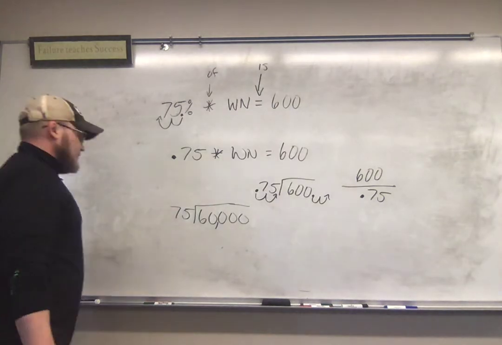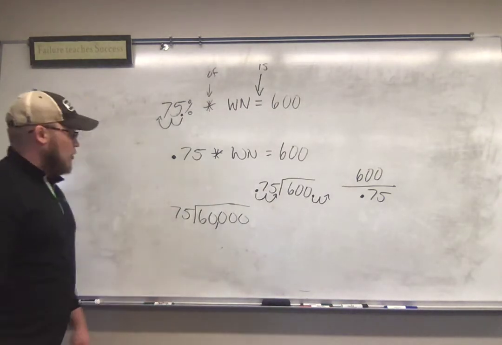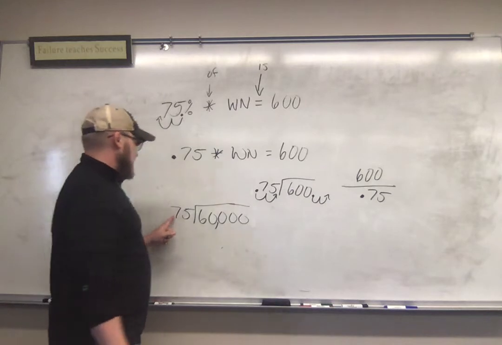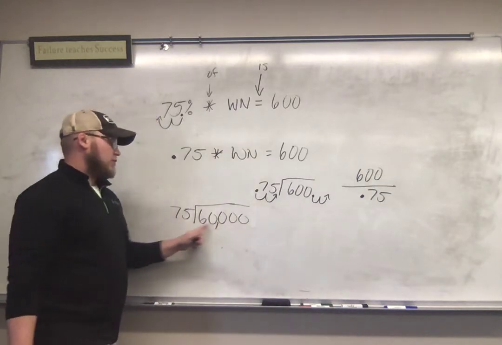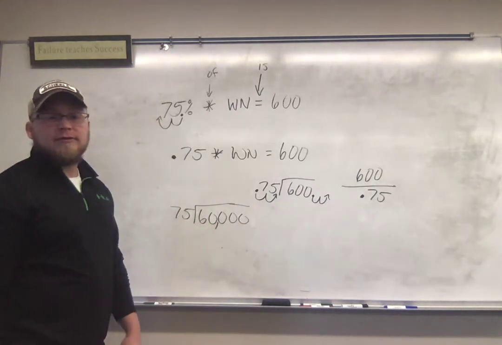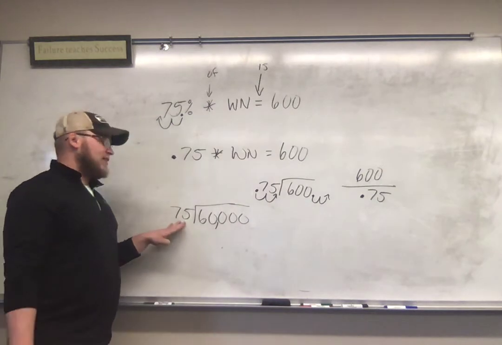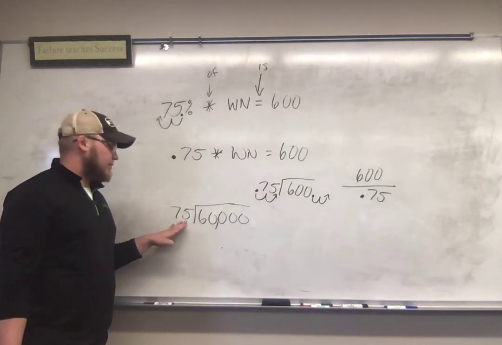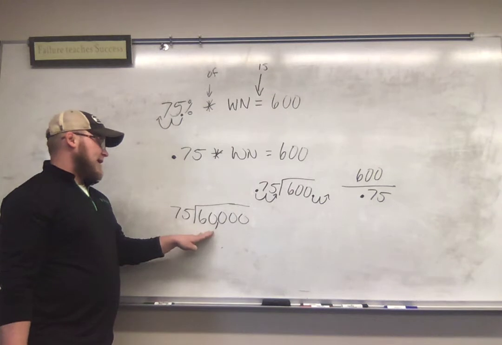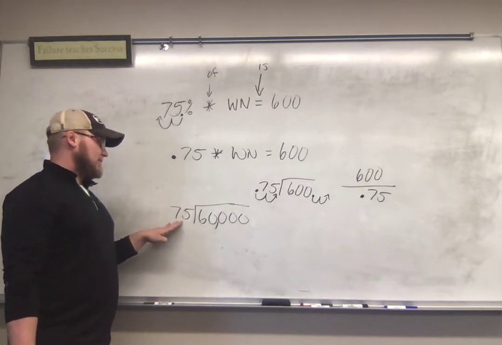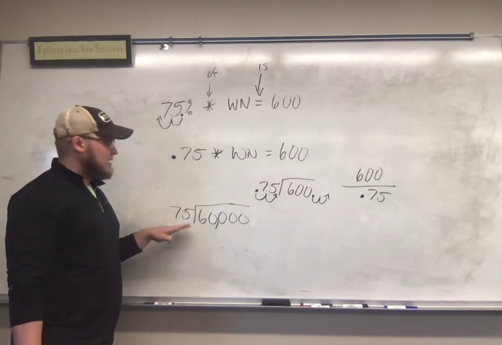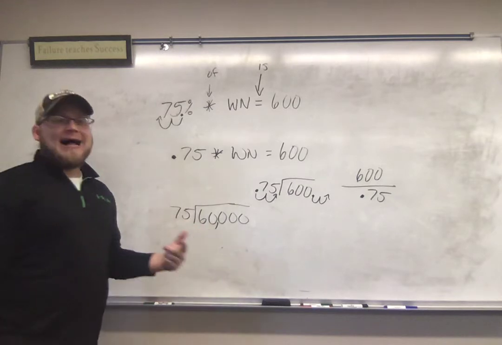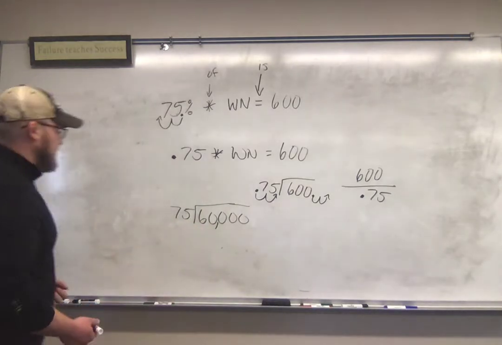So now, we need to figure out how many times 75 goes into 600. Okay? Well, we know 75 times 10 would be 750. And if we took away one 75, that's 75 times 9, that's still going to be over 600. So I think it's 8. Let's go ahead and check that.